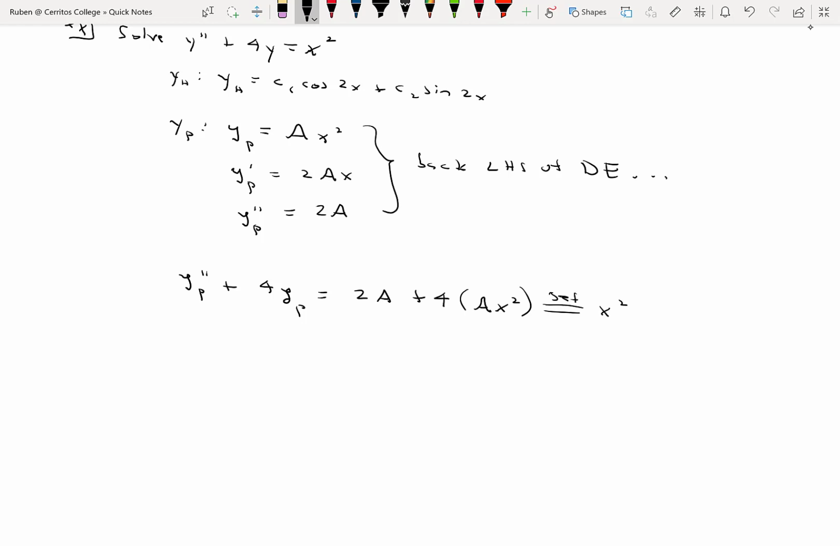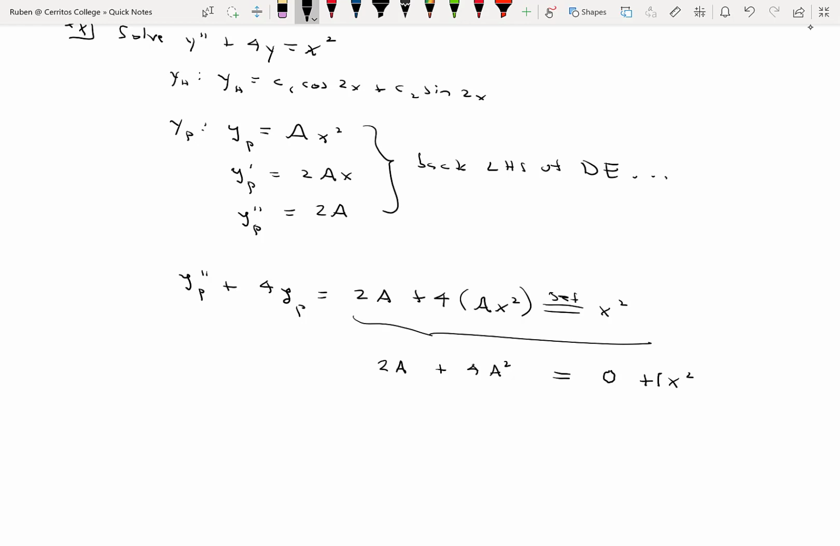And then we try to solve for the constant a to make this work. Well, let's take a look at what happens when we try to solve this. The left-hand side can be written as 2a plus 4a squared. And somehow this needs to equal x squared, or if you will, 0 plus x squared. The reason I did that is that this equation has to hold true for all x.